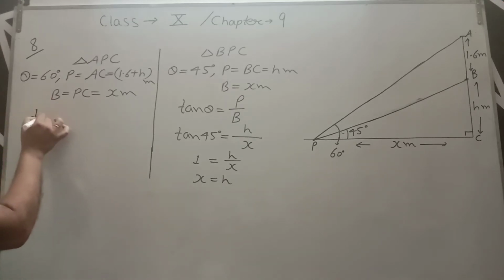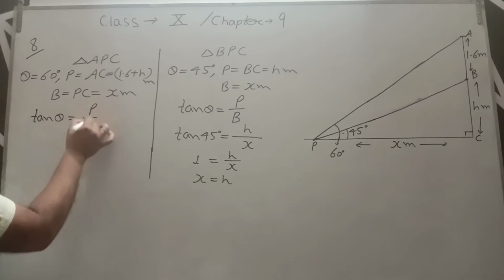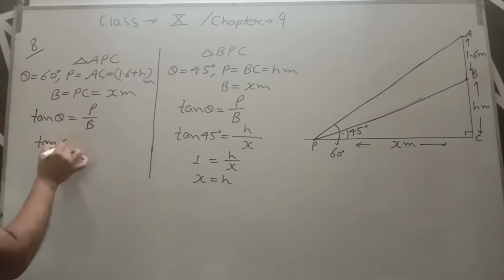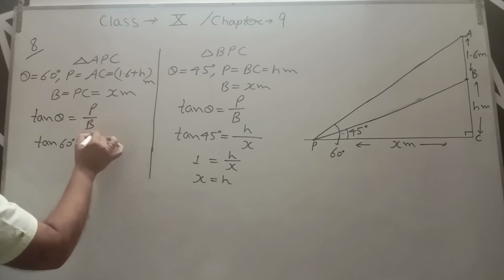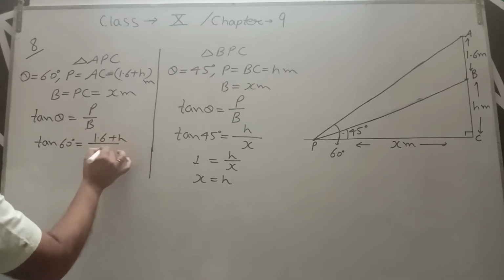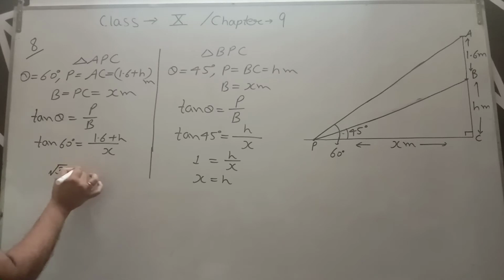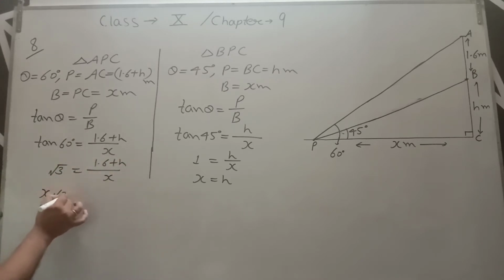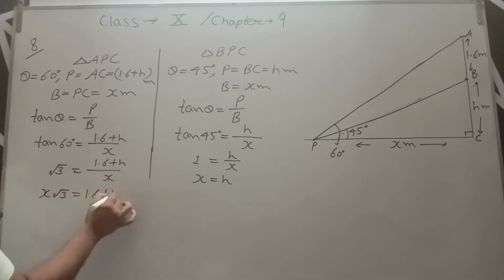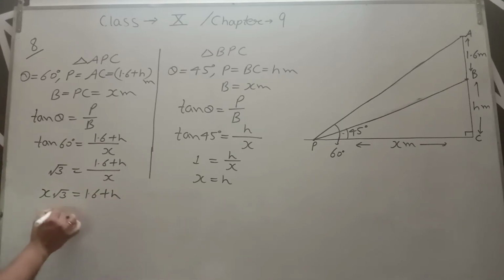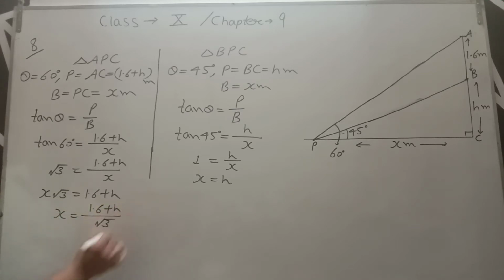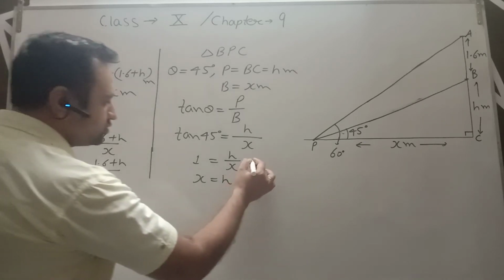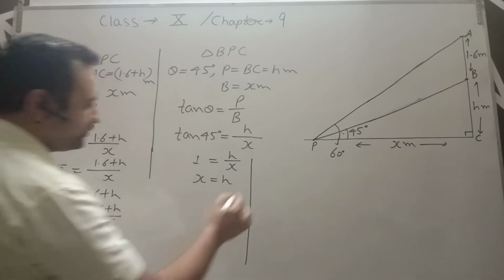Trigonometric ratio again tan theta is equal to perpendicular upon base. So tan 60 degree is equal to 1.6 plus h upon x, tan 60 is under root 3, and after cross multiply x under root 3 is equal to 1.6 plus h. So x is equal to 1.6 plus h upon under root 3. So here are two values of x. So we now compare these two values.